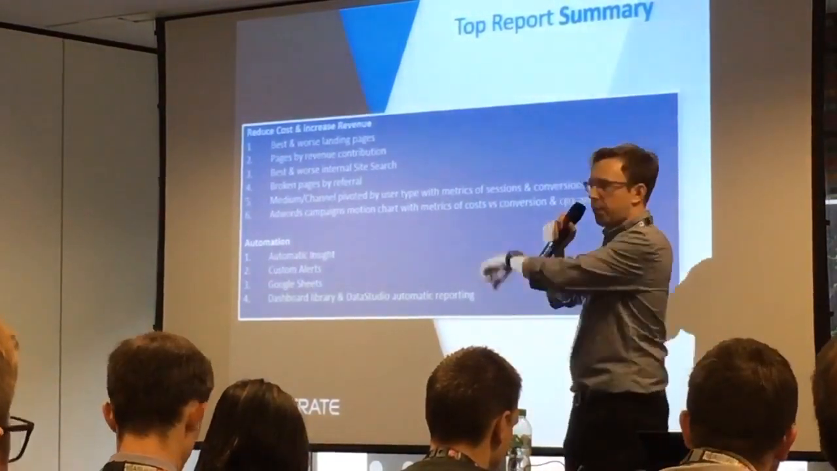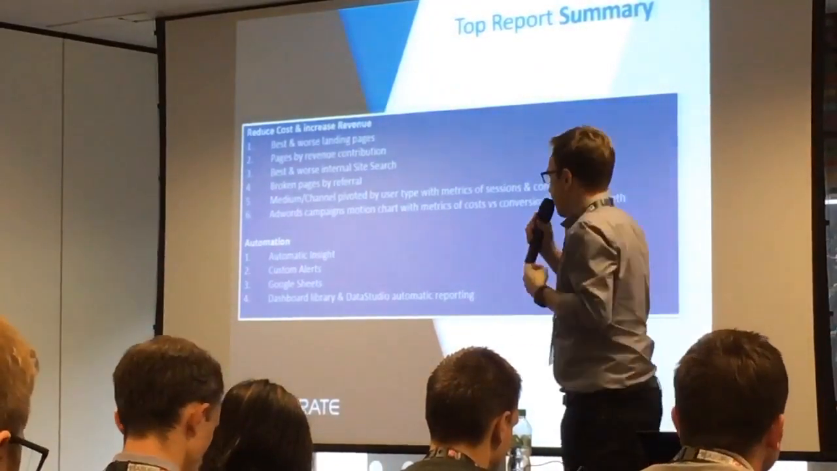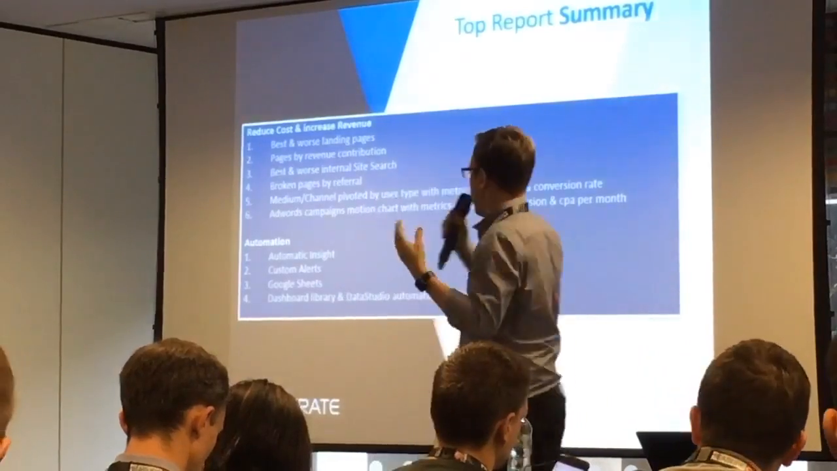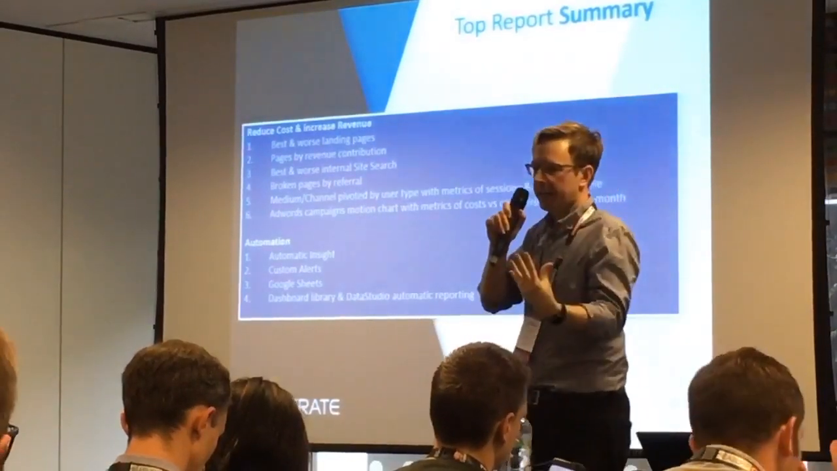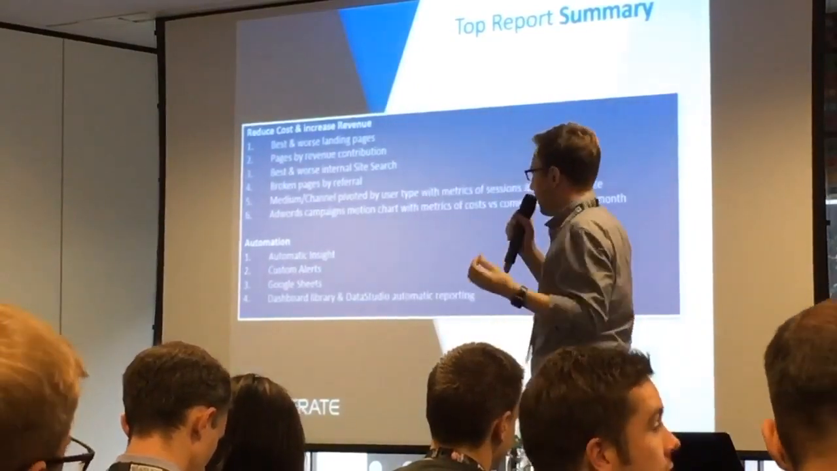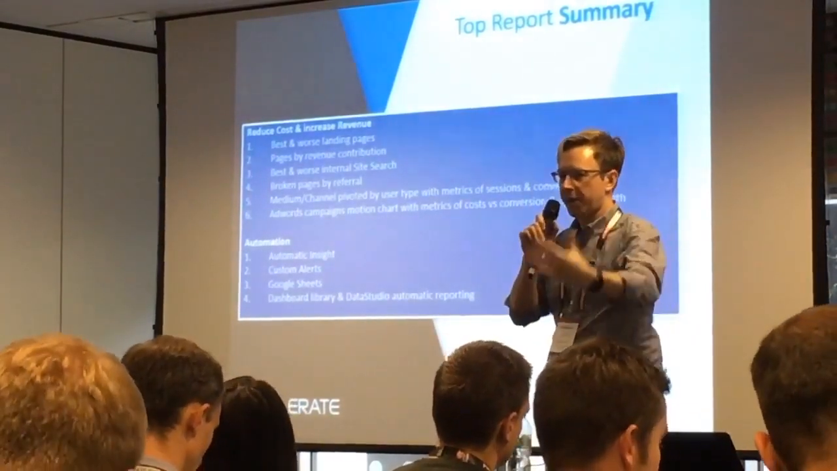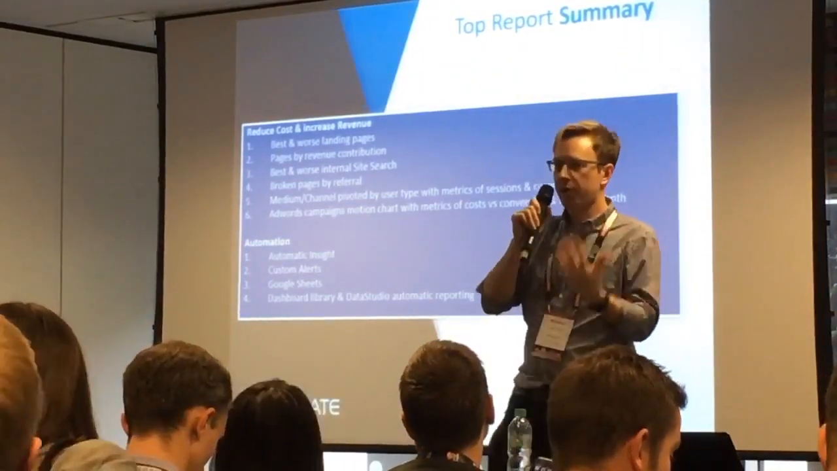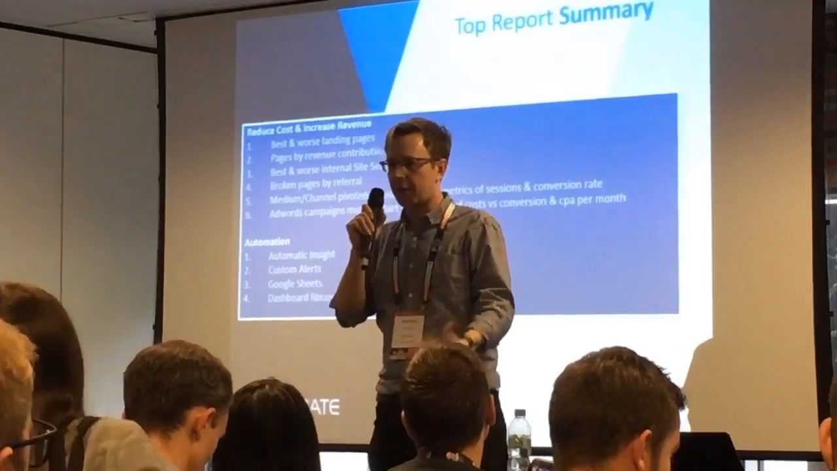So these were a summary of the previous slides. When I say automatic insight, I mean the intelligent alerts. It's like something's bubbled up, versus custom alerts where you manually say, alert me if this happens under these conditions. Google Sheets, in terms of physically setting up and emailing you, is automating and saving time. And the dashboard library, by crowdsourcing other people's work, is again saving time and saving cost.